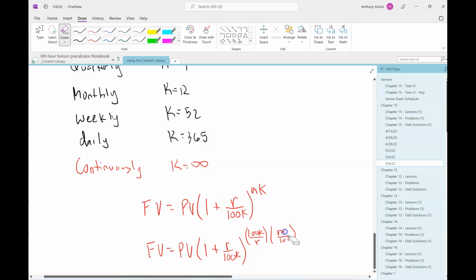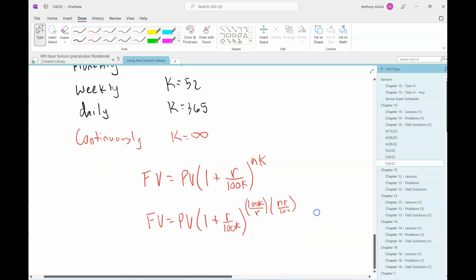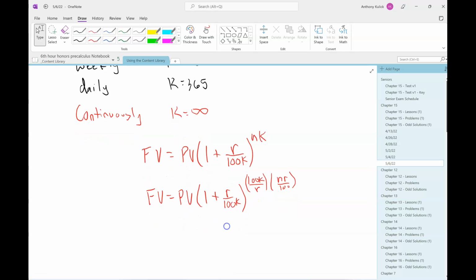And you might say to me, Mr. Kulik, why the heck can you do that? Well, if I multiply those two things together, I just get NK. So I haven't really done anything different. And why would I want to? So I certainly can do this, right? We've established that because it's still the same thing. Why would I want to do this? You're going to see in a moment. Okay, so we'll table that one.